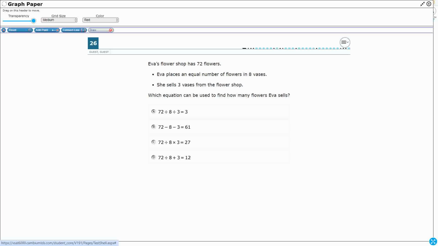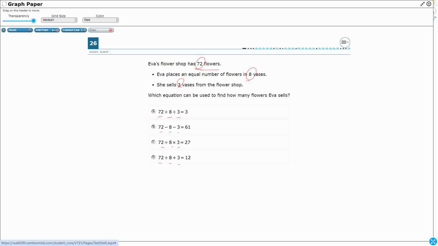All right, so Ava has a flower shop, and it has 72 flowers. Ava places an equal number of flowers into 8 vases. Then she sells 3 vases. So how many flowers does Ava sell? Okay, so we need to have these 3 numbers. We have the 72, we have the 8, we have the 3. And if you take a quick look, you see that's going to be in all of these. So we need to represent this with an equation.